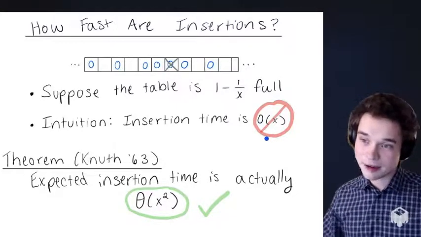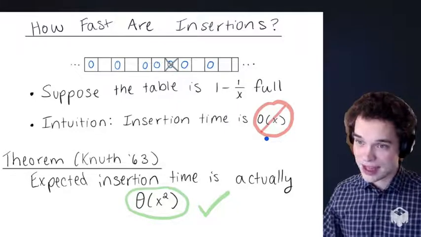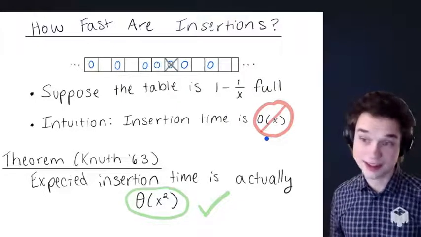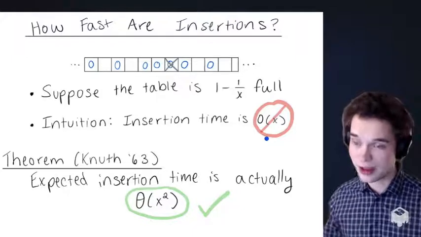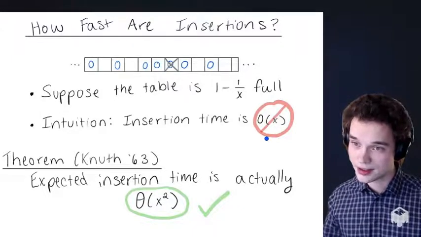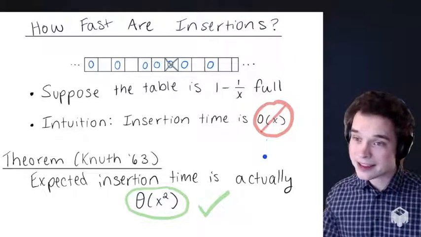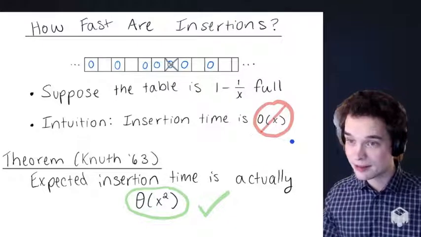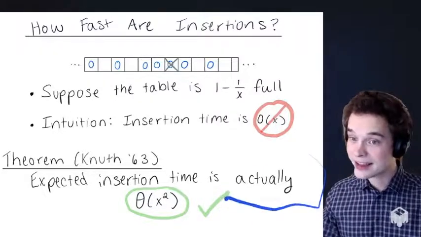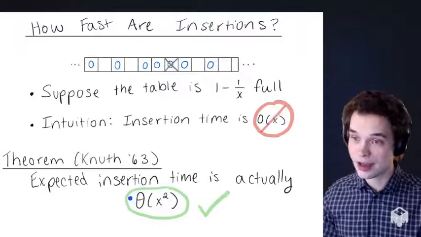And then in 1963, Donald Knuth came along, and this was actually a historically important paper because this was Knuth's first paper in the field of algorithms and data structures. And what he proved is that actually the expected insertion time isn't order x, like you might first expect. It's actually quadratically larger. It's order x squared.